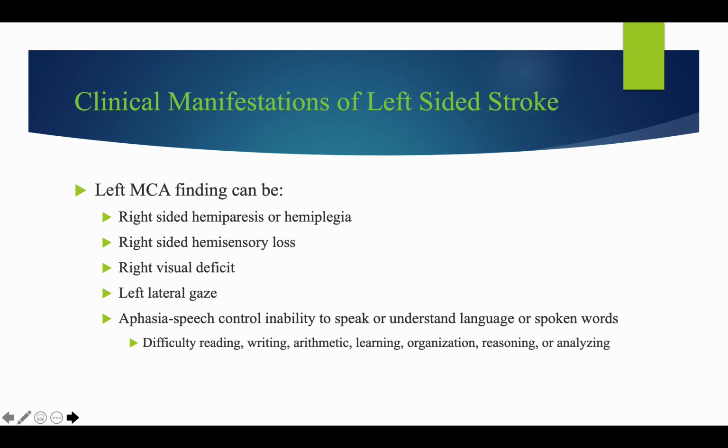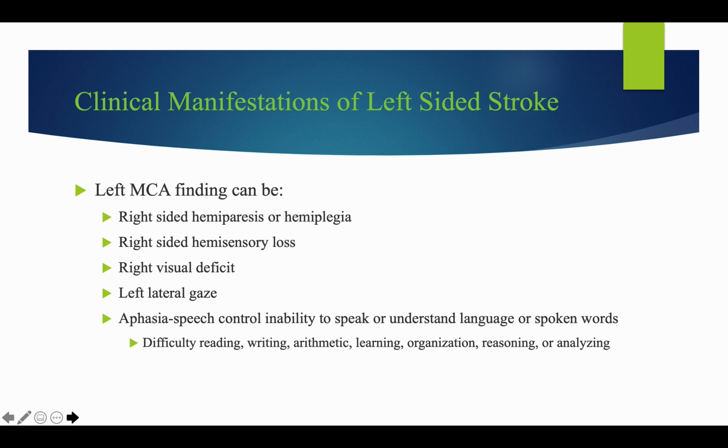Clinical manifestations: I want to get into explaining the left-sided strokes and right-sided strokes. I'm beginning with the left-sided. A left MCA finding can be significant for right-sided hemiparesis or hemiplegia, so they could just have weakness or complete flaccidity on the right side. They'll have right-sided hemisensory loss. It could be just numbness, tingling, or complete loss of sensation. They could have a right visual deficit.